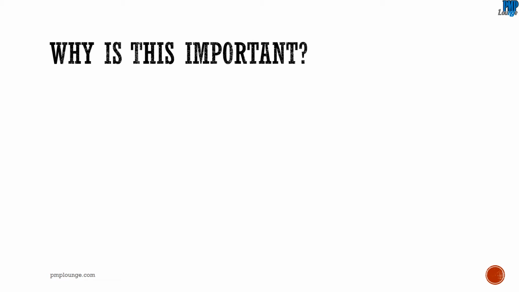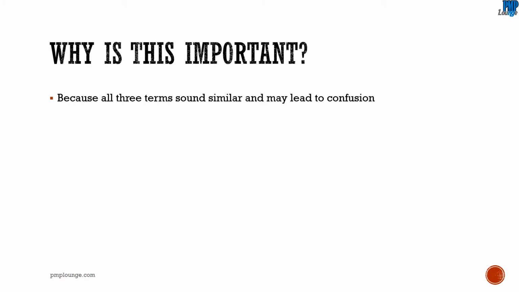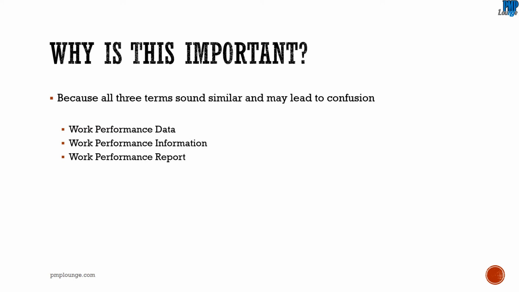As always, we try to understand why this topic is important. Why should you be reading these three terms and the difference between these? Well, to begin with, the three terms that we are talking about are work performance data, work performance information, and work performance report. These sound quite similar and it may lead to confusion. One thing to note here is that these terms should not be randomly used synonymously because there is a difference between these three. So what are these three? Let's get into it and understand the differences between them as well.